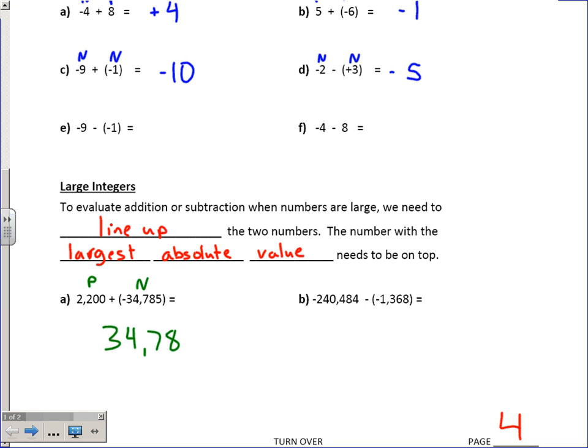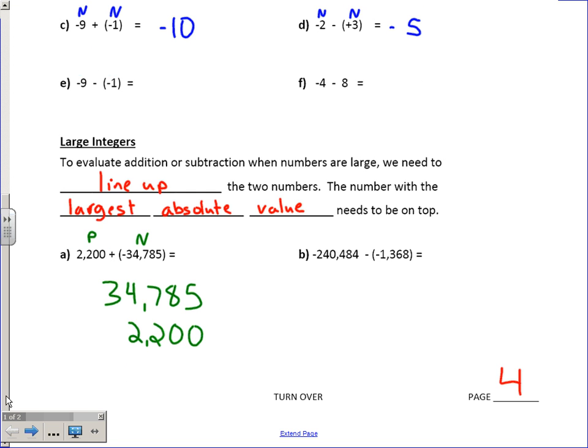34,785. So we line that up, and we line up starting on the right. So the 0, 2, 2. We use our same rules as above. So these are different signs. We're finding the difference.